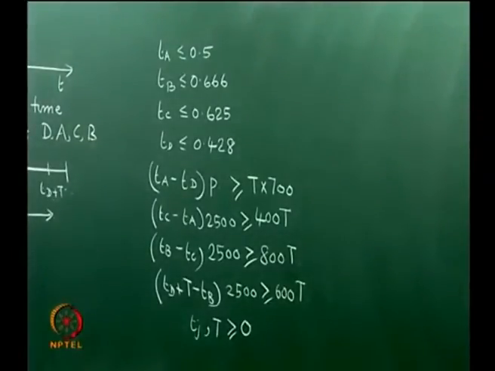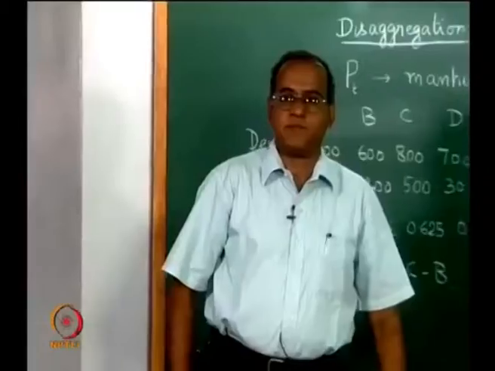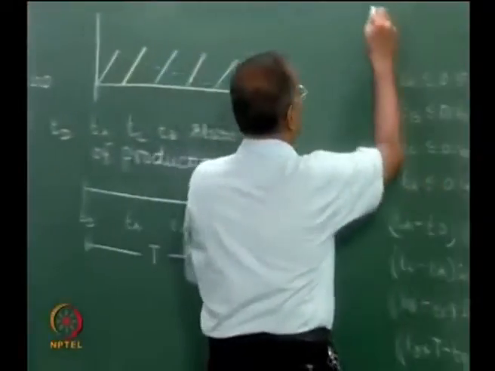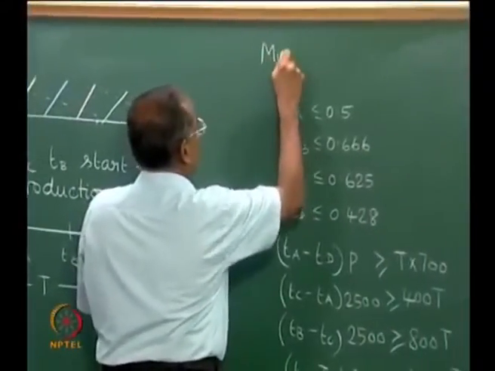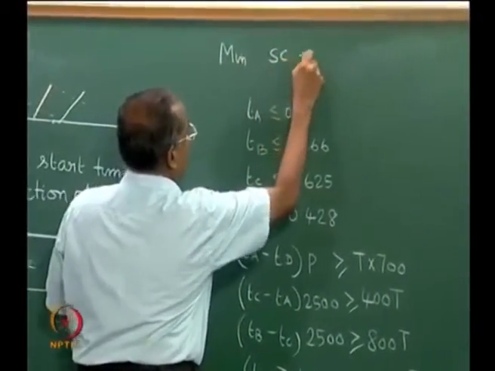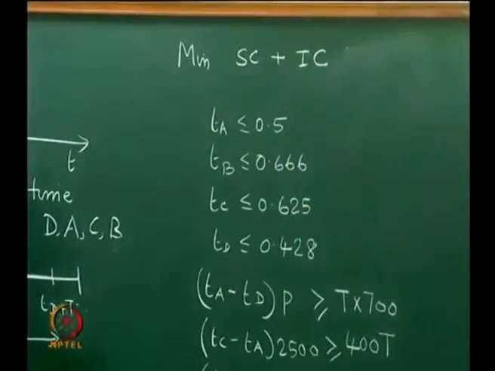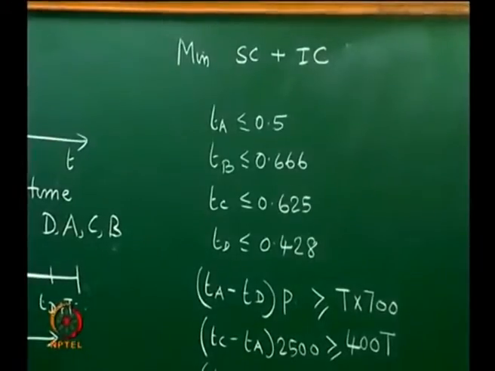So, these are the constraints that we actually have, and then we have to write a suitable objective function. Now, the usual objective function is to minimize the sum of the setup cost plus inventory cost. This is a very standard way of doing, setup cost plus inventory cost.